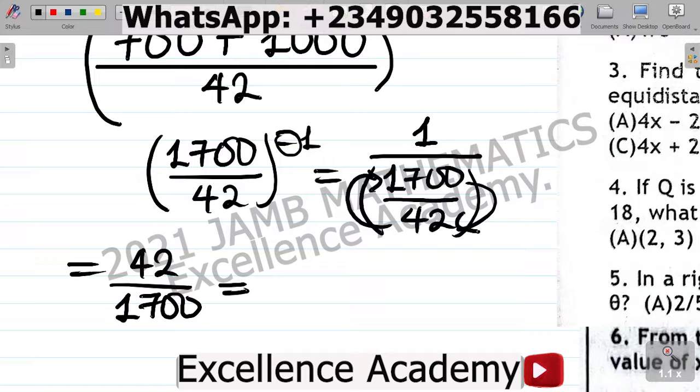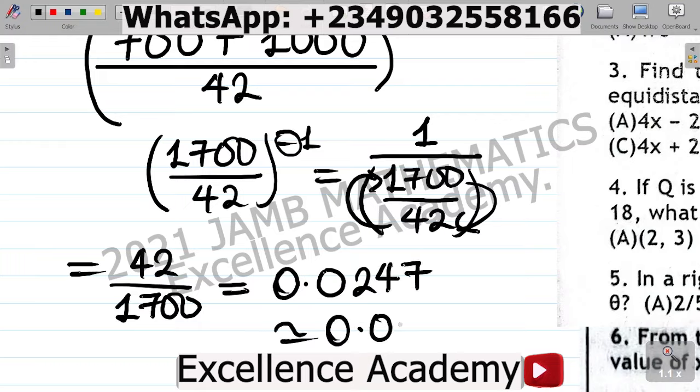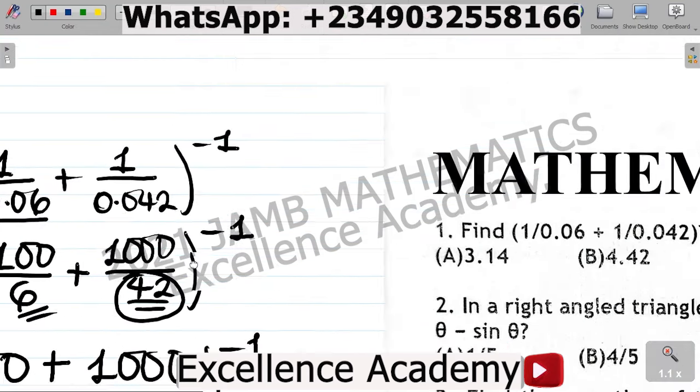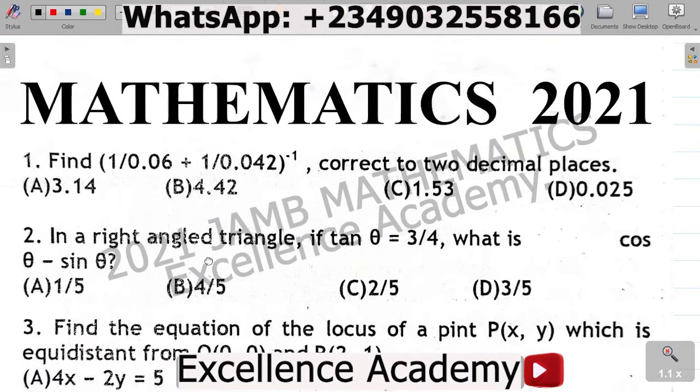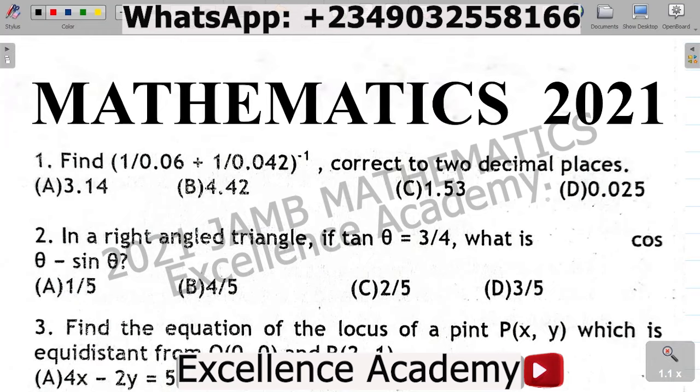At this point, I'll get my calculator and punch this value and see what I get. If I punch 42 divided by 1700, this gives you 0.0247, which is approximately 0.025. That's your answer. So let's see, do we have 0.025 there? Yep, that's option D, 0.025.